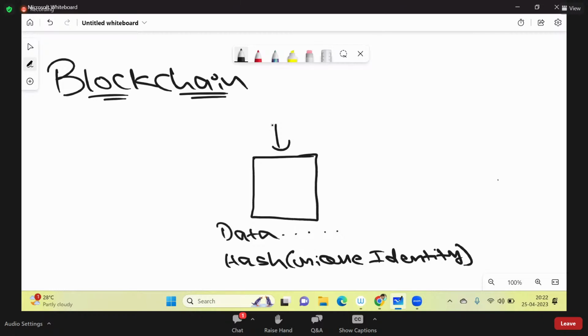Okay. Then the third important component of the block is something called the previous hash. Now this previous hash, I will talk about a little later. Let's just give around 2 to 3 minutes to understand what a previous hash is. But before this, I want to elaborate on this picture a little bit.